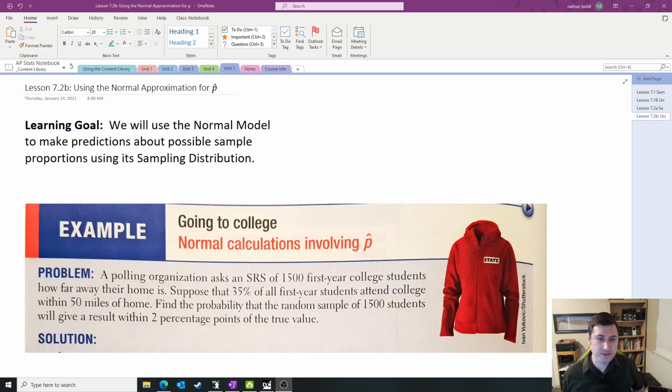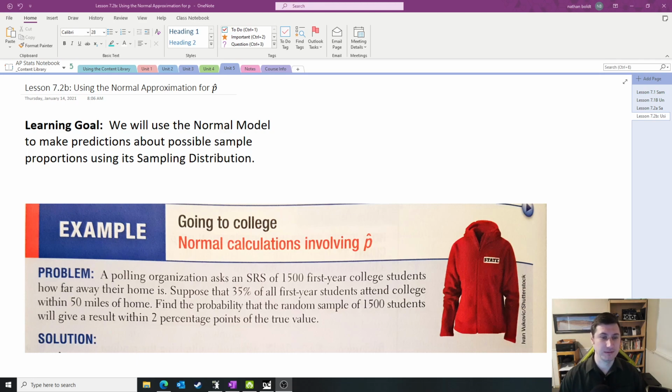Hello AP Statistics students. In this video, we're going to take a look at how to use the normal model to make predictions about possible sample proportions using their sampling distributions. We saw in our last lesson that there are some conditions that need to be met, but when those conditions are met, our sampling distribution is normal. And so we can use our normal CDF probabilities to make predictions about where a sample will probably lie.